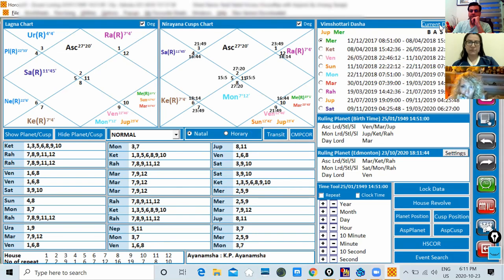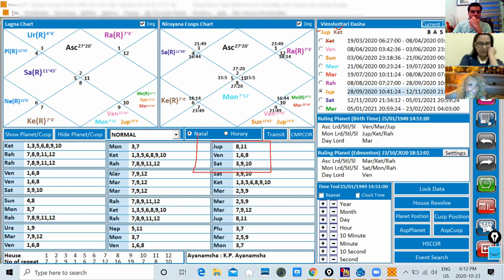What are three planets ruling her right now? Jupiter, Ketu, and Jupiter, yes. So these two powers are working. So financially, what do you say? Is she doing good, or she's neutral, or she's doing bad?